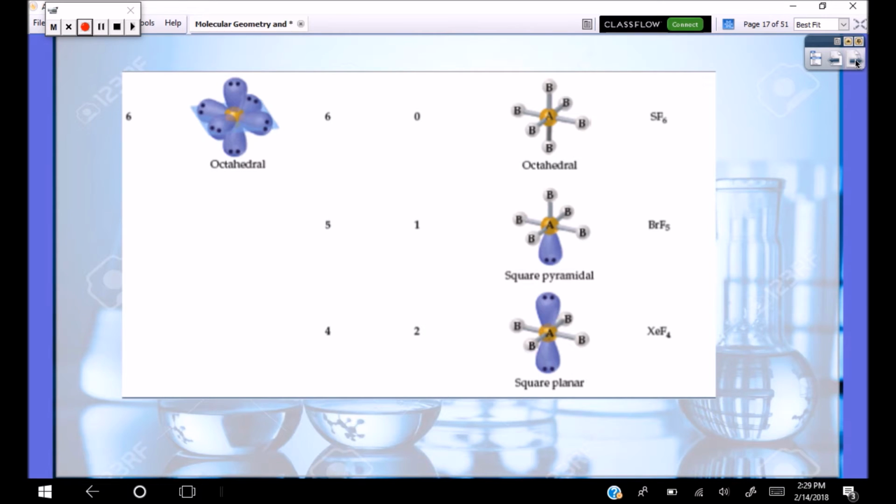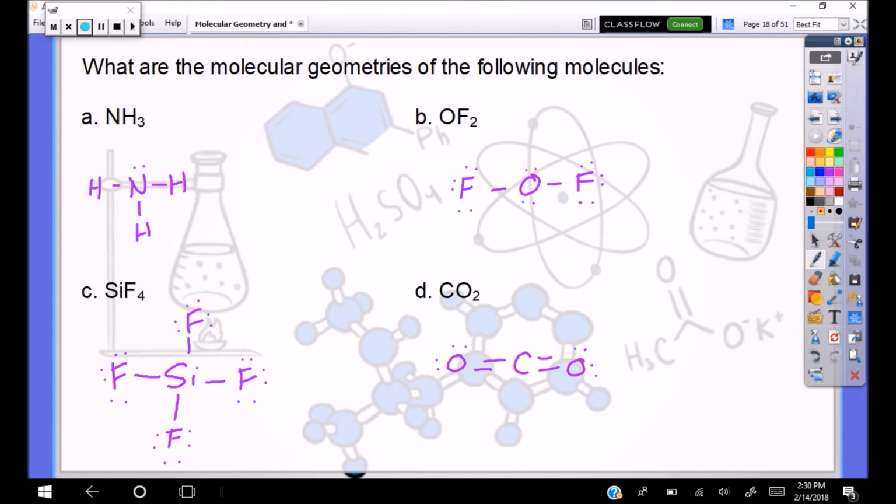And here's octahedral one more time. These are 90 degrees all the way around. Okay, so here's some examples. What are the molecule geometries of the following molecules? So again, first things first, go ahead and draw them. I've pre-drawn them for you to make it a little bit easier.